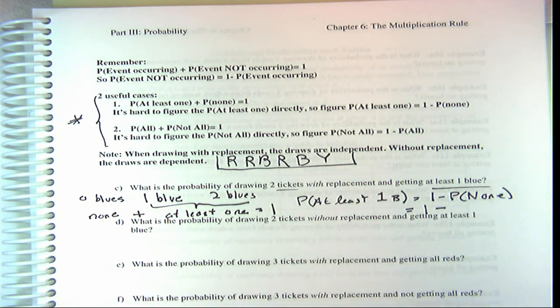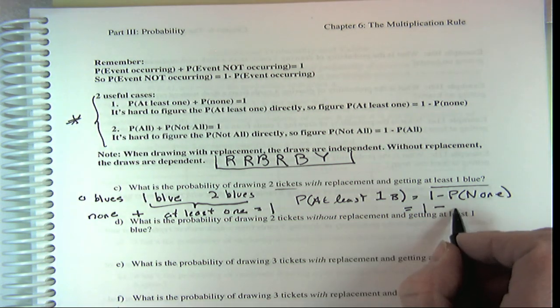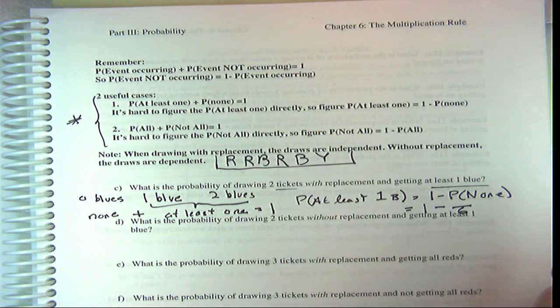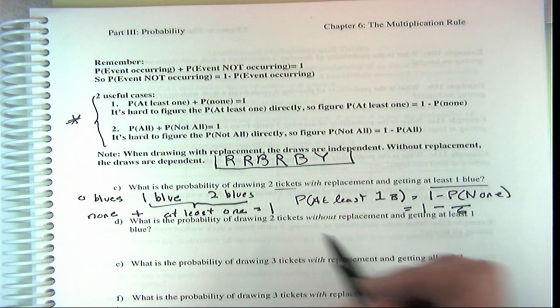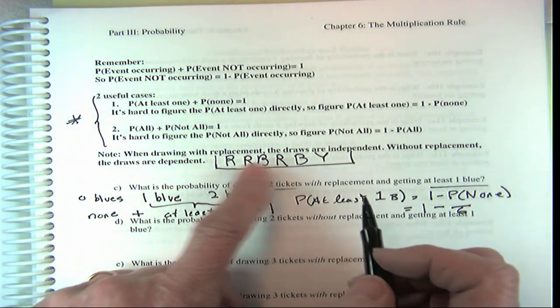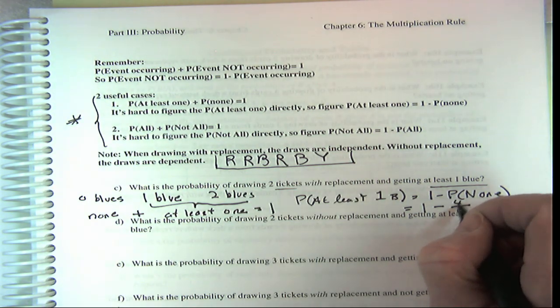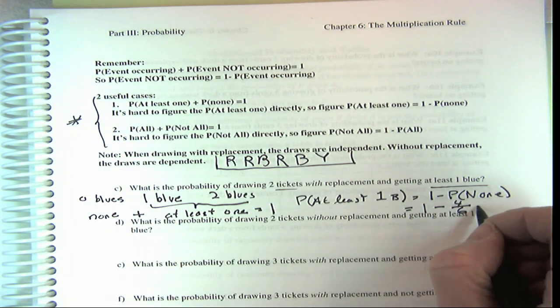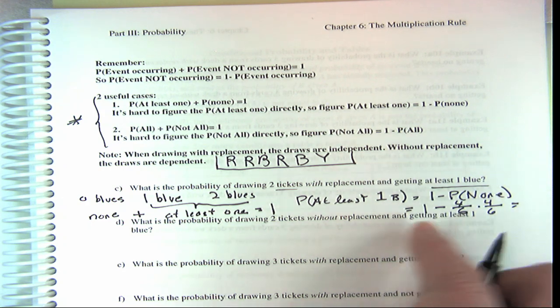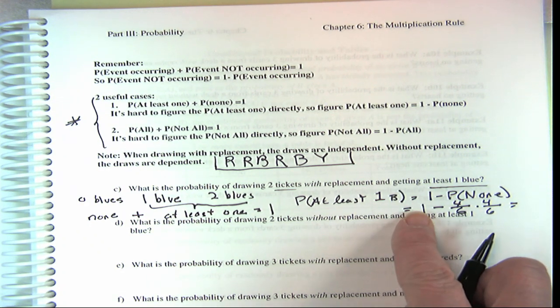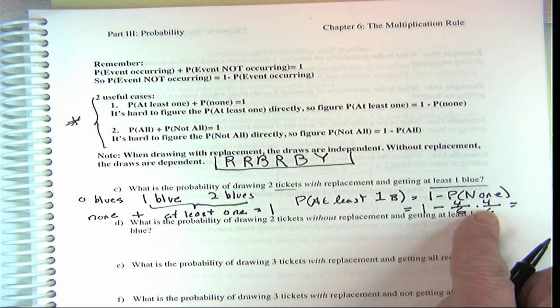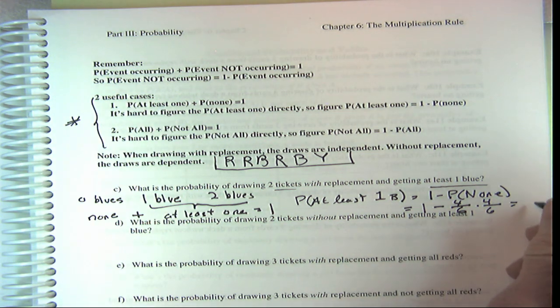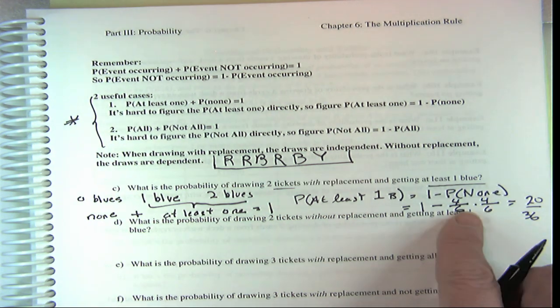Now, no blues. No blues out of the 6. How many are not blue? On your first, you're drawing 2 tickets. So how many are not blue? 1, 2, 3, 4 are not blue. So it's 4 out of 6. Then you put that not blue back, whatever it was, and the next one is 4 out of 6. So you have the same thing. You have 1 minus 16 over 36. So that turns out to be 20 out of 36. But I think that's certainly faster.